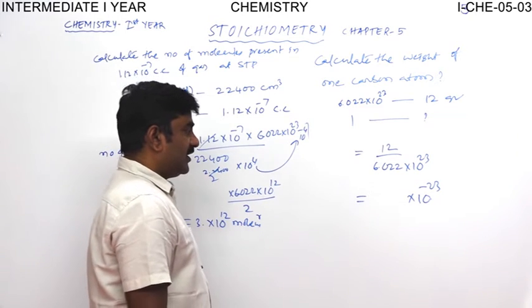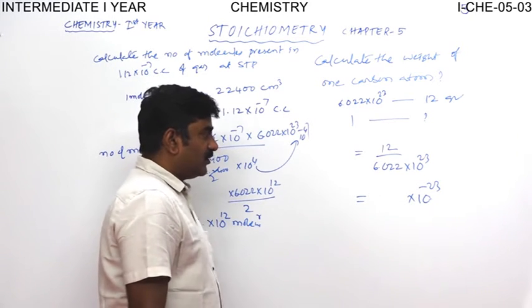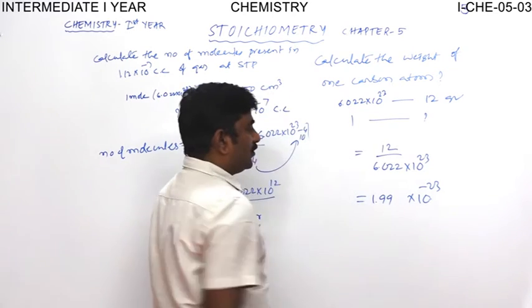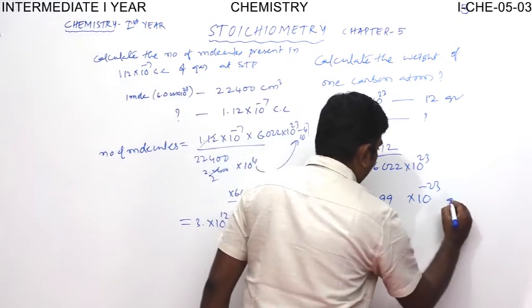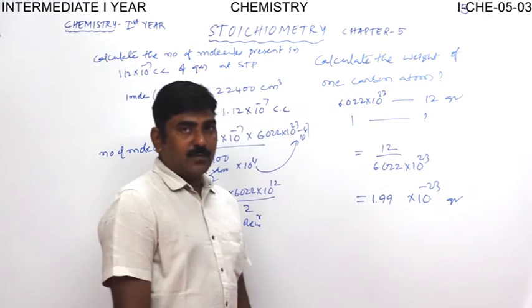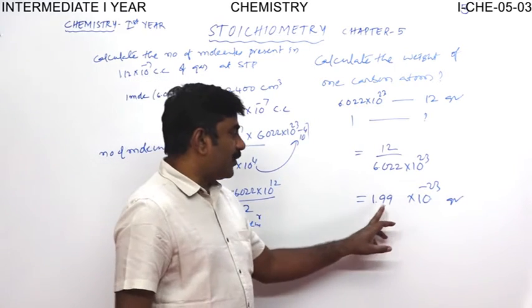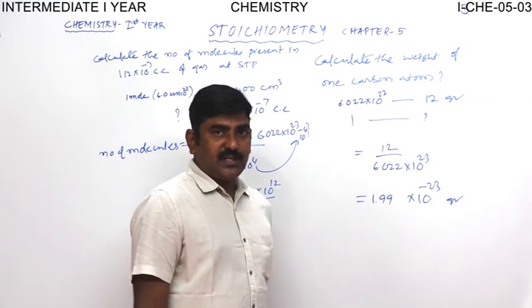12 by 6, you will get 2. It's more than 6. That is, you are going to get 1.99 into 10 power minus 23 grams. It is the weight of one carbon atom. So how much? 1.99 into 10 power minus 23 grams.